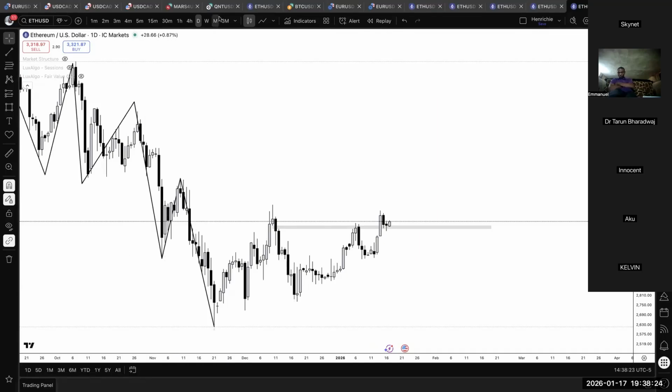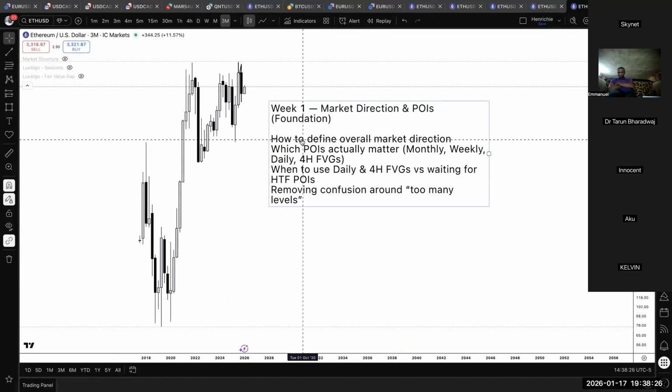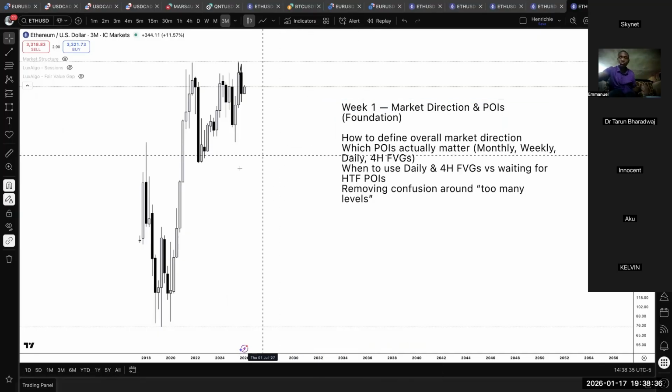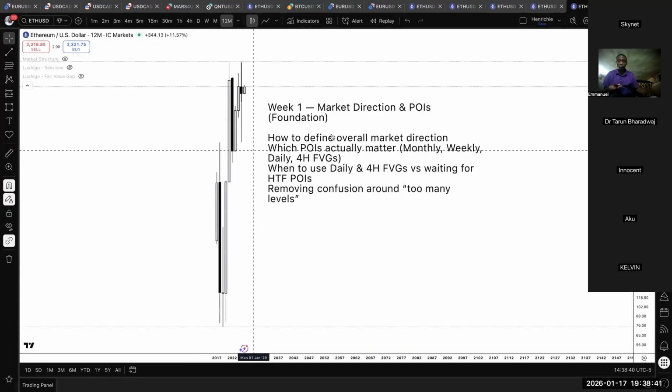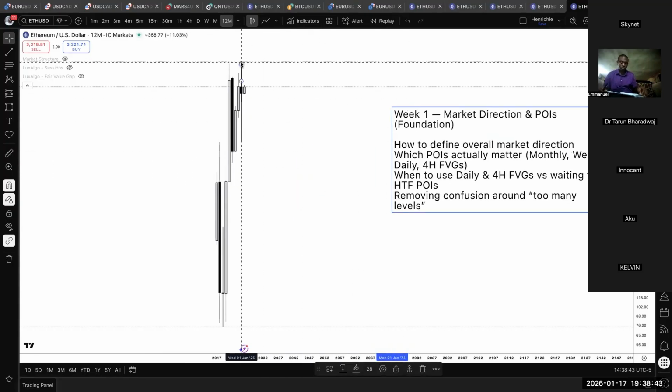Our focus today will be on in-depth understanding of the market direction. From the higher time frame, we scale down to the lower time frame. We identify areas of interest for us to take our trades. So first thing you want to do is go to the 12-month time frame. You want to see what the 12-month time frame looks like.